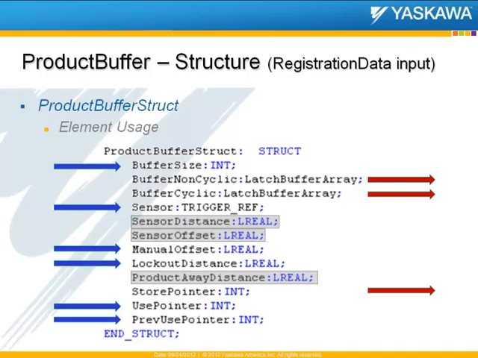The other ones that have a gray box are there, but they're for use elsewhere in the program. There's nothing inside the product buffer block that does anything with those 3 for sensor distance, sensor offset, and product away distance.